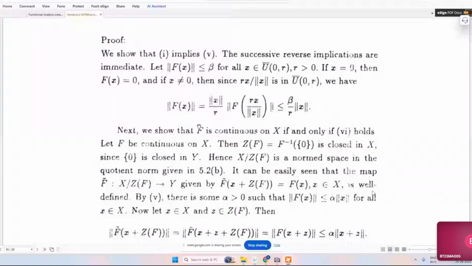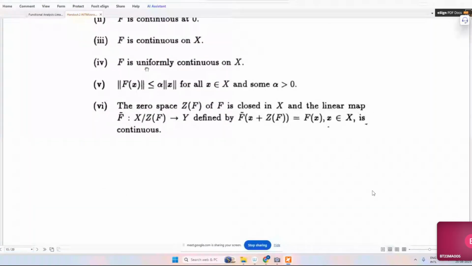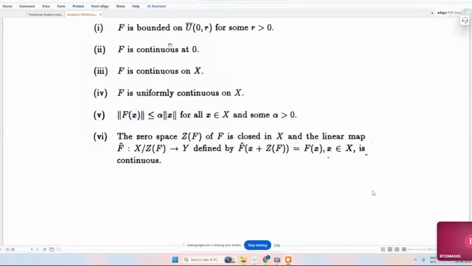Now, the successive reverse implications are immediate. What is the meaning of that? Reverse implication is 4 implies 3, 3 implies 2, 2 implies 1, like that. If f is uniformly continuous, that's 4, that will imply 3. Obviously, uniform continuity will give you continuity. So 4 implies 3 is obvious. 3 implies 2 is obvious. F is continuous everywhere. Since f is continuous everywhere, it's continuous at 0. So that is also true. Now, f continuous at 0 will also imply that f is bounded. No issues, right? Implications are proved here.